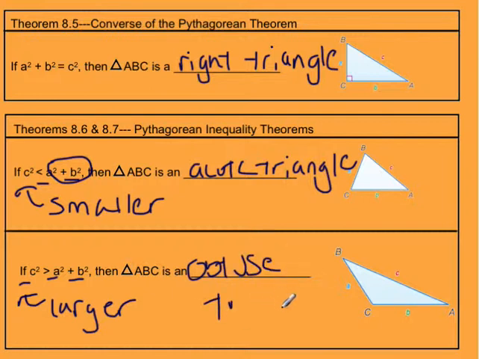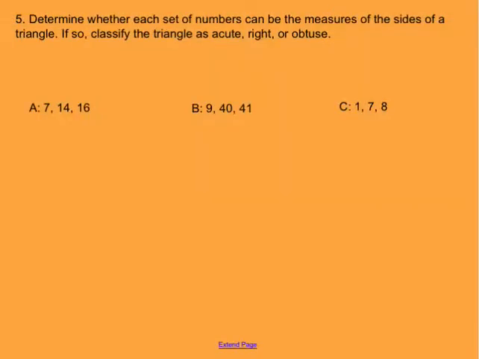Now remember, obtuse triangle means you have one angle that's more than 90 degrees. In an acute triangle, all of your angles are below 90 degrees, and a right triangle has exactly one angle that is 90 degrees. So let's go ahead and check the values of some of these. Let's start with number 5. We want to figure out first if it's a triangle, then if it's acute, right, or obtuse. So let's start by figuring out if it's a triangle.